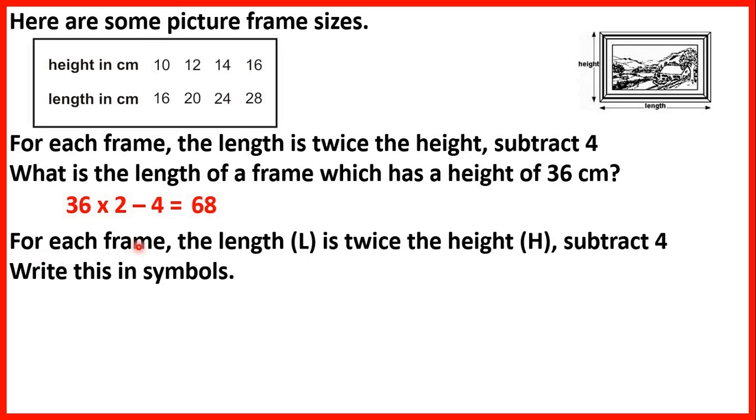Now for each frame, the length, L, is twice the height, H, subtract 4. Write this in symbols. So we can write L equals 2H minus 4. Because twice something, we can write a 2 in front of that letter to show 2 times, and then we need to subtract 4.